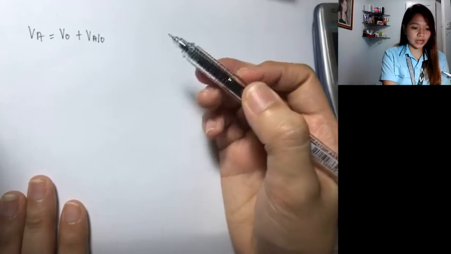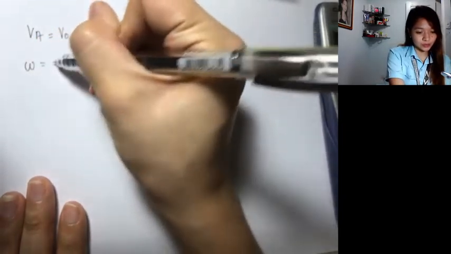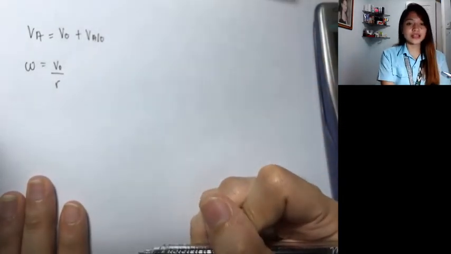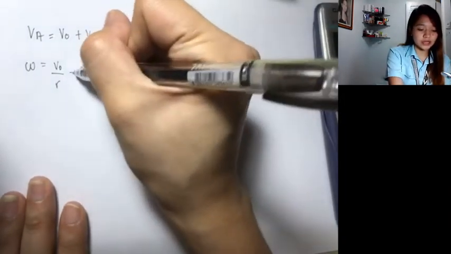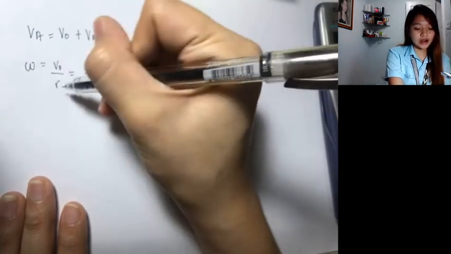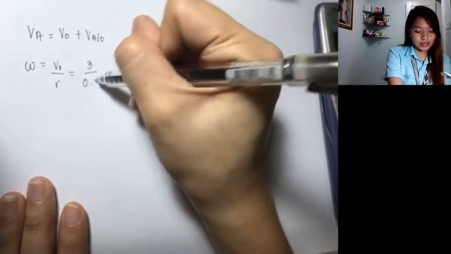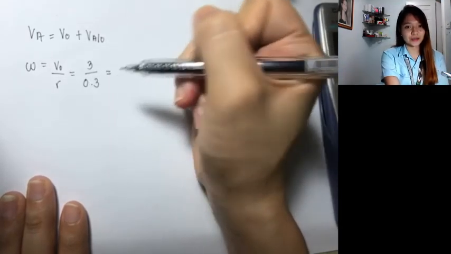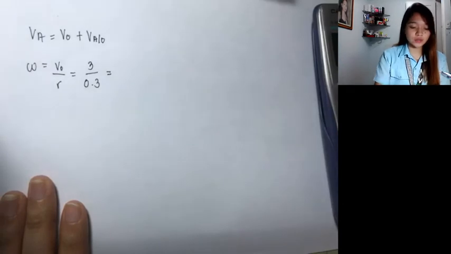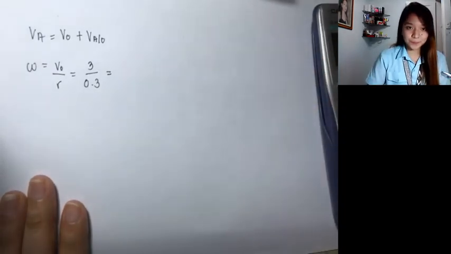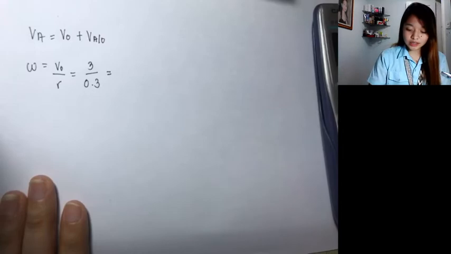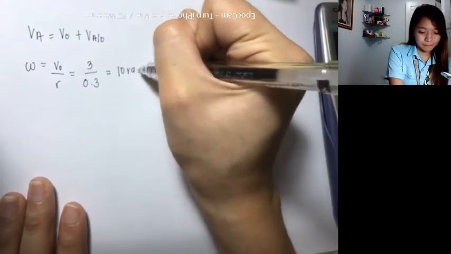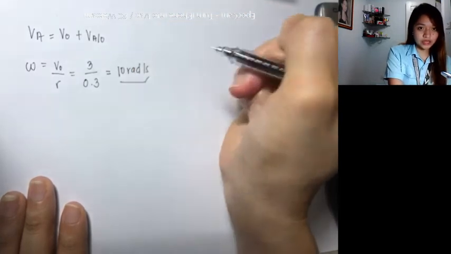Now we will write the angular velocity omega is equal to V sub O over R. V sub O is already given in the illustration, it's 3, and R is 0.3 if we convert the millimeters to meters. Dividing this, 3 over 0.3, we will now have 10 radians per second.